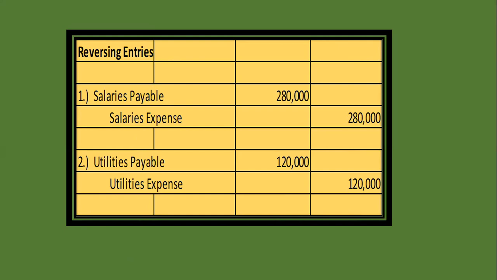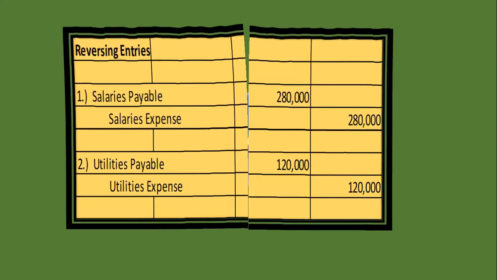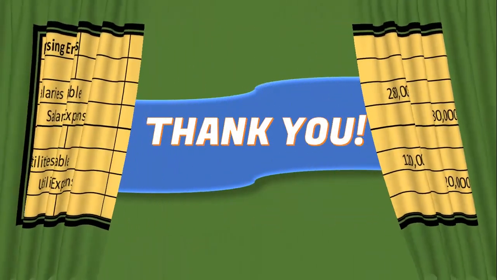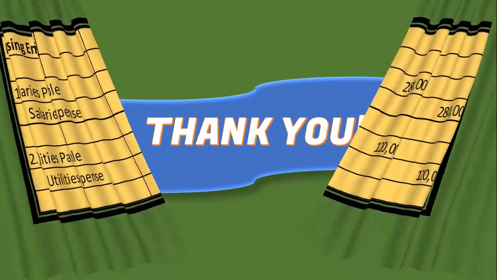For utilities payable, during the time you prepared the adjusting entry, you debited utilities expense and then credited utilities payable. So this time, we now reverse it. So it's a debit to utilities payable and a credit to utilities expense. Okay, so this is the last topic that I need to discuss. That is actually the end of the accounting cycle.